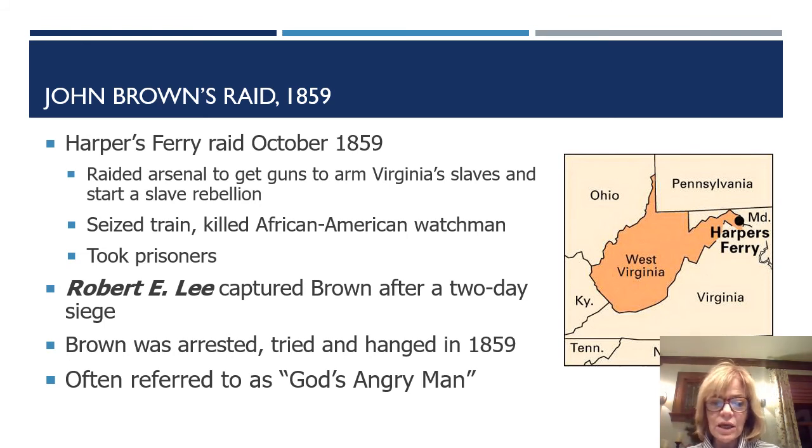So he seizes a train. The first person he kills is an African-American watchman. He takes prisoners. After a 2-day siege, he is captured by Robert E. Lee, shouldn't be general, in the South. He's arrested, he's tried, and he's hanged. A lot of people call him God's angry man.